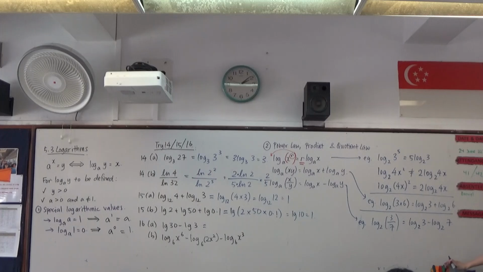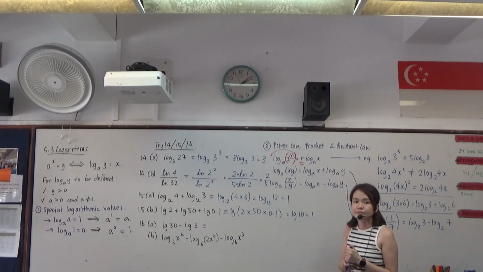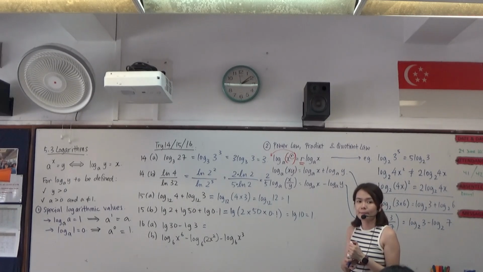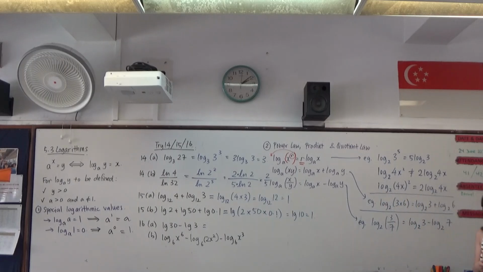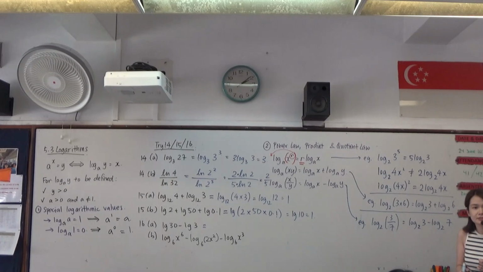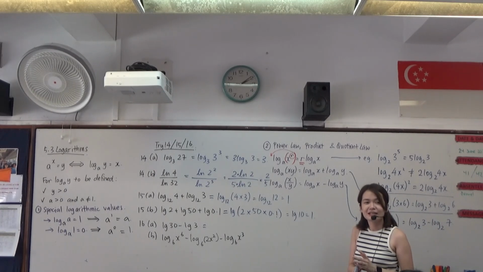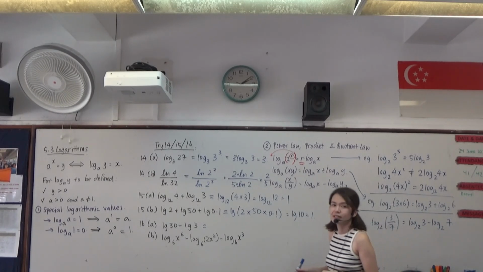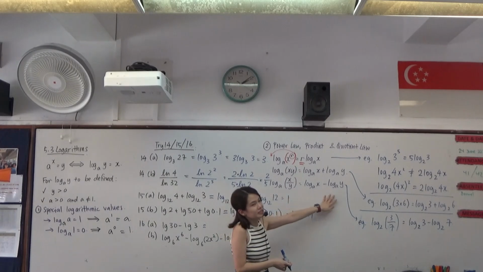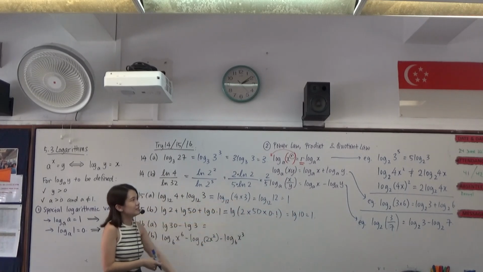16a, log 30 minus log 3. Mel, what do you think? Log 30 minus log 3. Two separate logs for subtraction. Look at the law. You cannot factorize the log. Two separate logs subtracting each other.